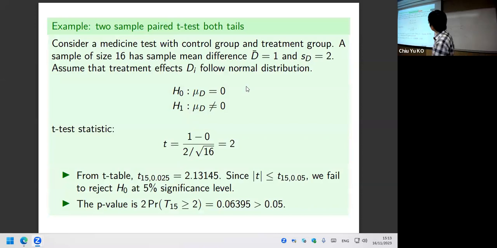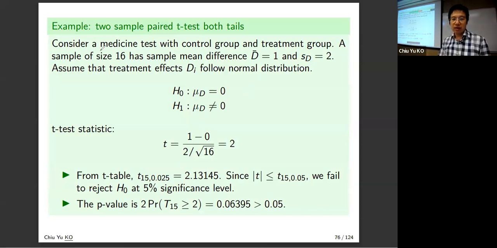So this example is very simple. Let me finish this example, then we call it a day. So usually it's a medical test: control group, treatment group. In our case it is whether the boy has a girlfriend or not. So what we do is we have 16 people, and figure out that the difference is 1.